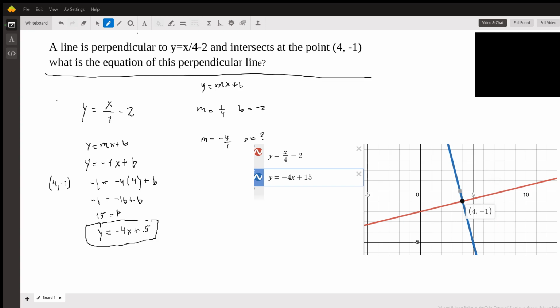But this is a fairly straightforward question. You should be able to do this in your sleep after you've done more practice. It's not that difficult.